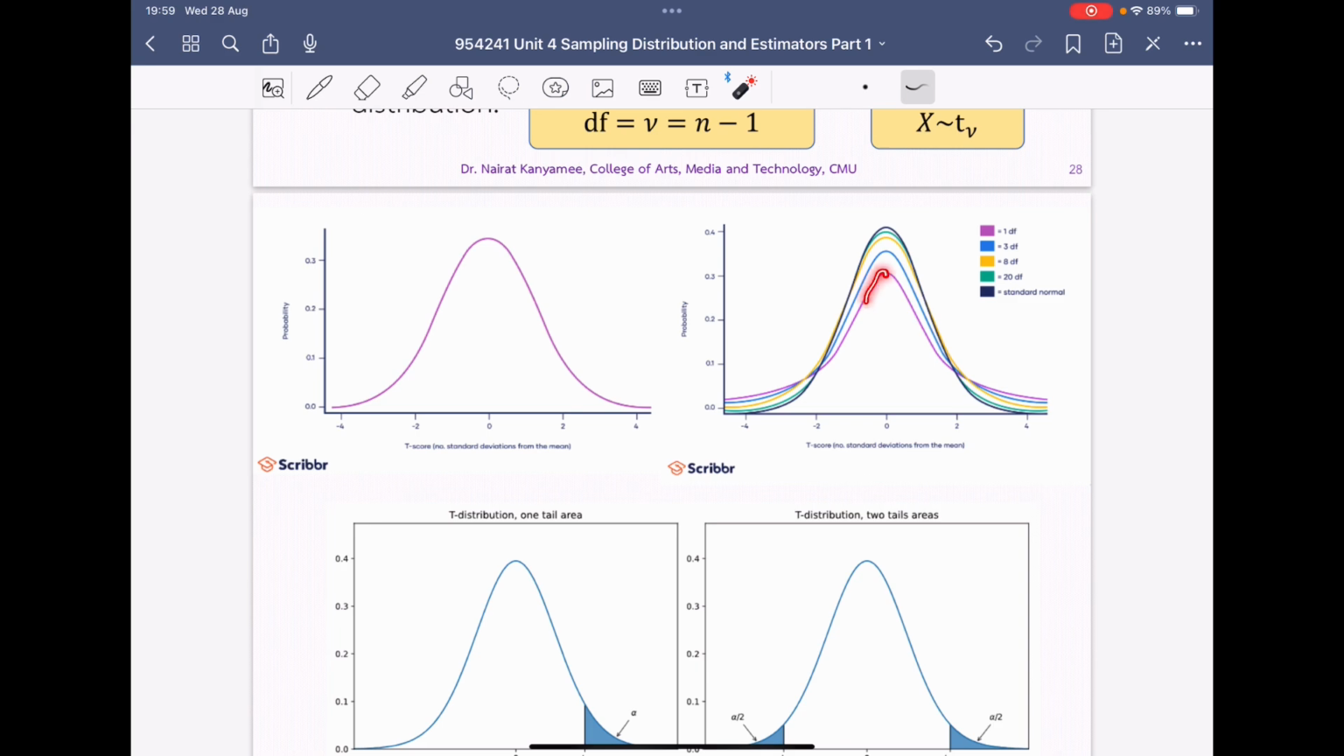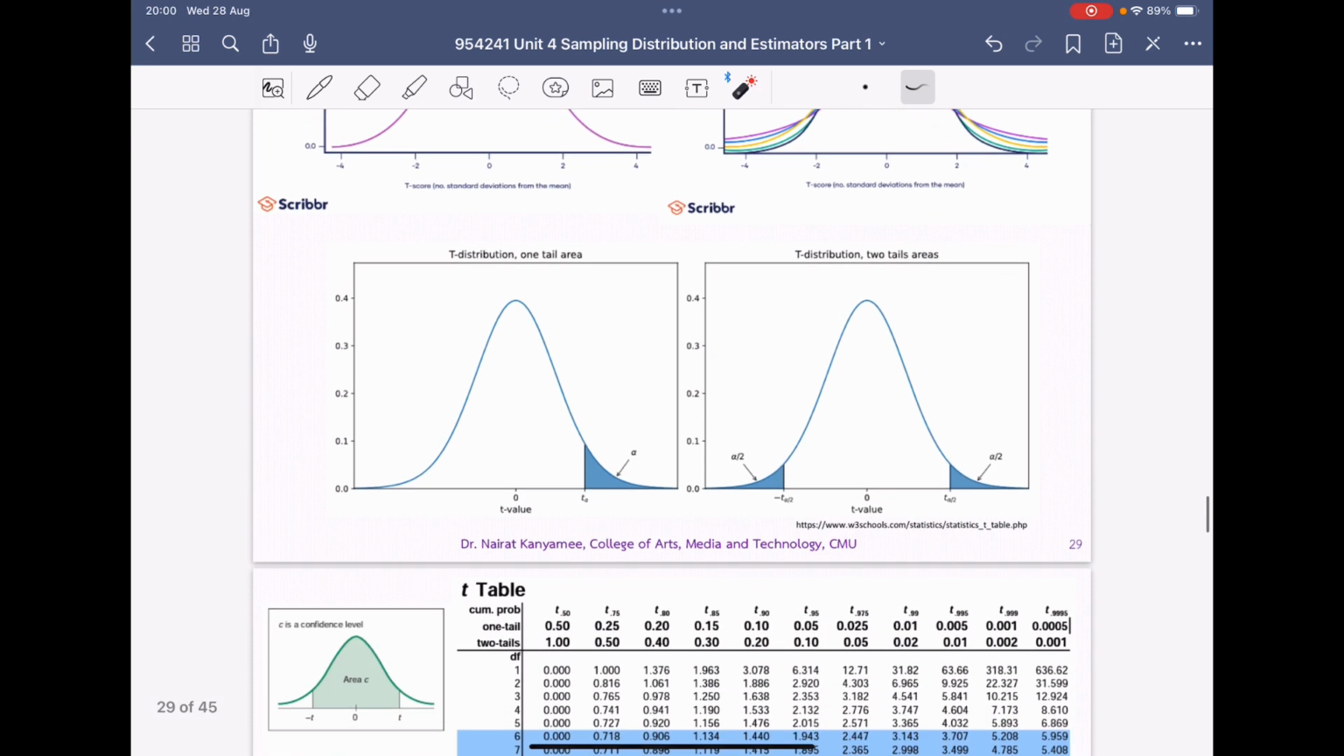The purple color is just a degree of freedom of 1 for the t distribution. The higher the degrees of freedom, the closer it is to the normal distribution. The standard normal distribution is in black, but as the degrees of freedom get higher and higher, look at the green color, it gets close to the normal distribution. With smaller degrees of freedom, it shifts down a little bit in the center.